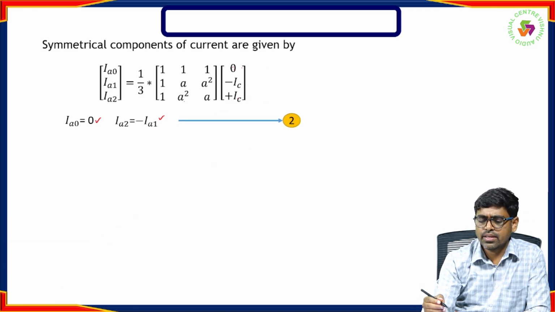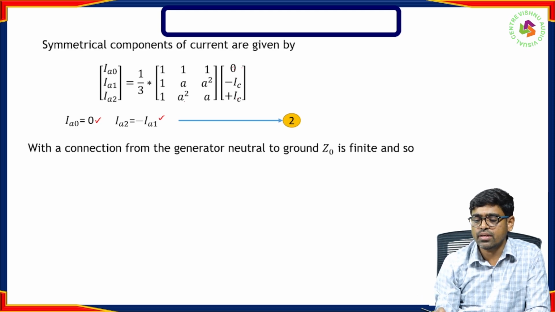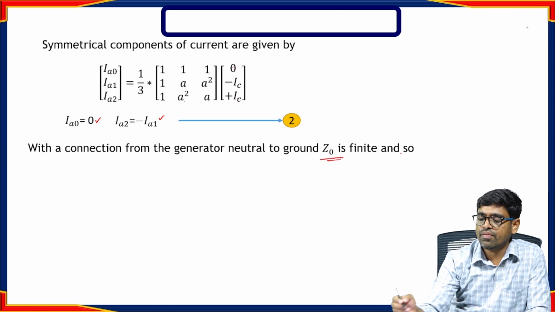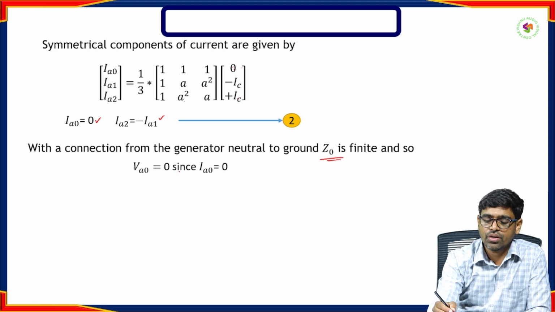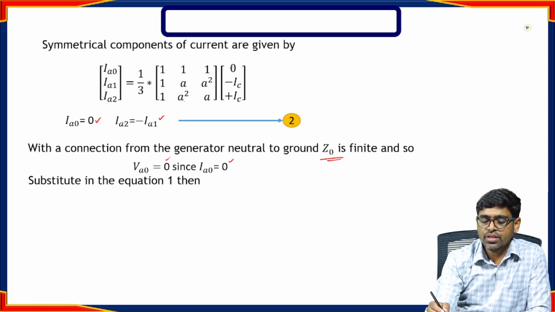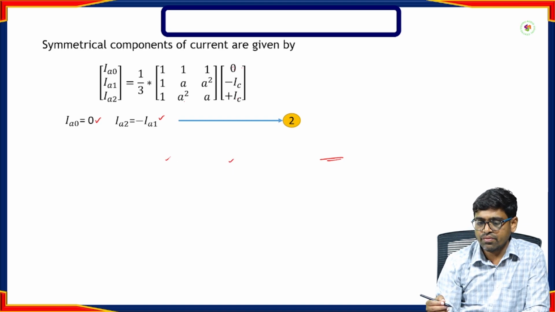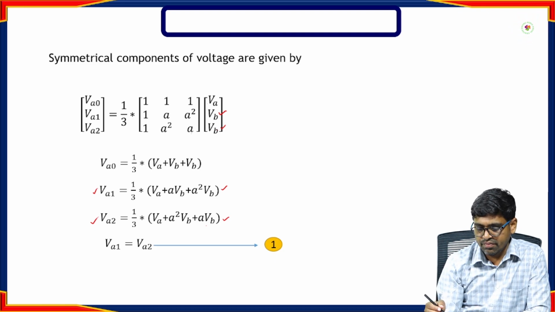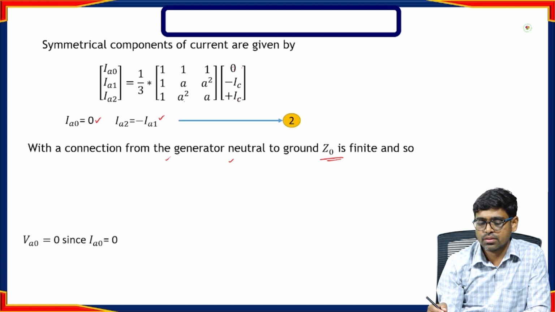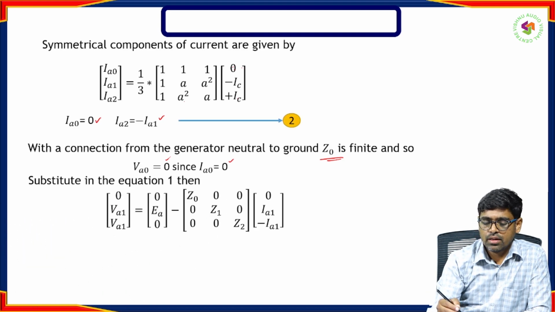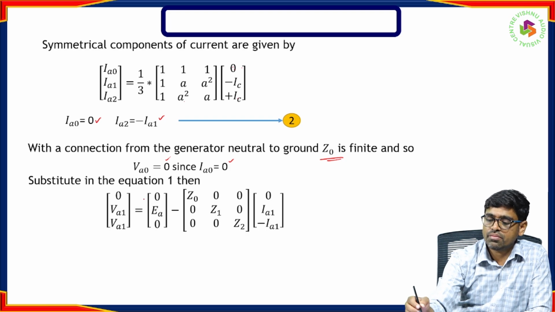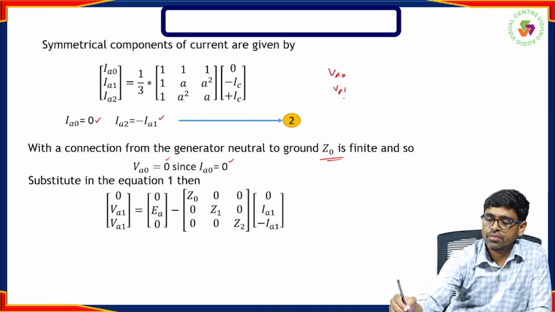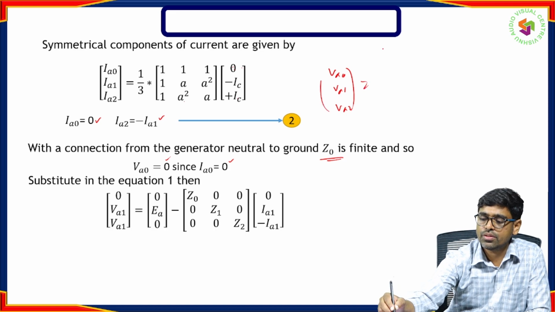So IA2 equals minus IA1. In equation 2, with a connection from the generator to neutral ground, Z0 is finite, so VA0 equals 0 and IA0 is 0. Substituting in equation 1, we can see that in the VA0, VA1, VA2 relation, if you substitute in the first equation, it is 0, EA, 0.